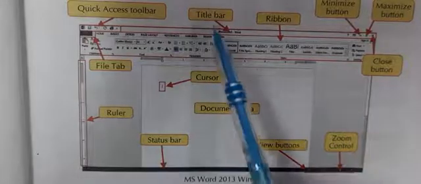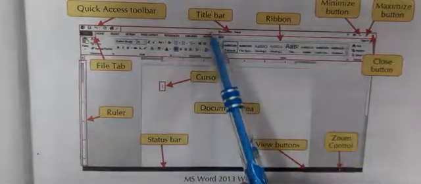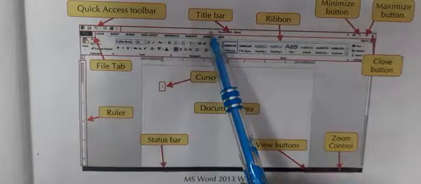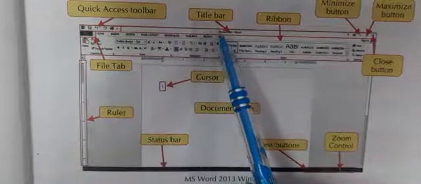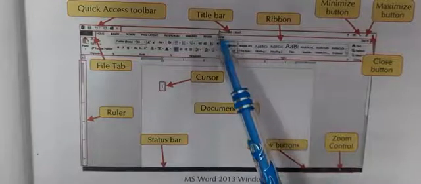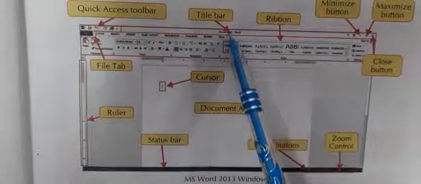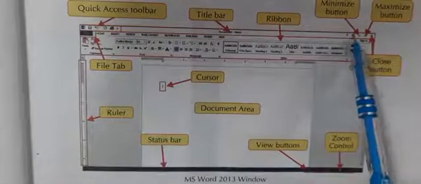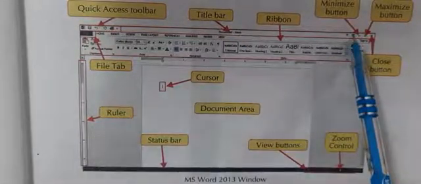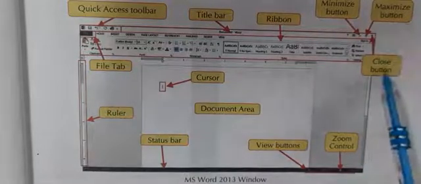Next part is the title bar. A title bar is the topmost bar of Word. It shows the name of the document or file, and it also shows the control buttons. What are they? Minimize button, maximize button, and close button.